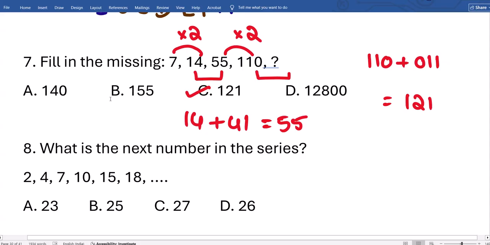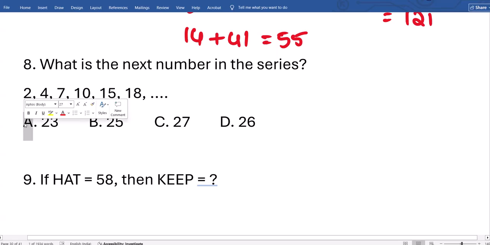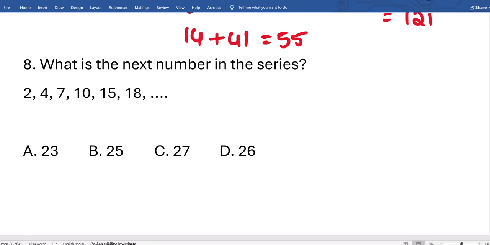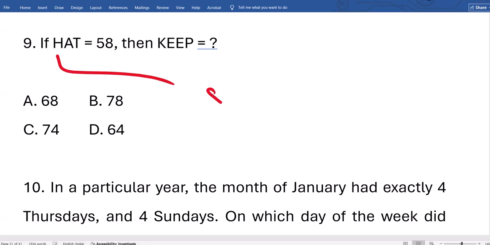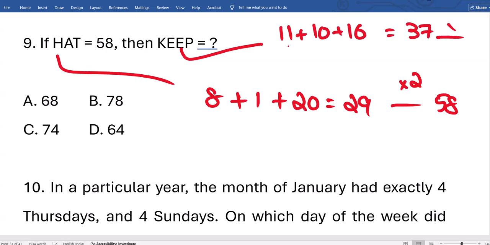What about the next one? This is a direct question where H is 8, A is 1, T is 20. We got the summation as 29. They gave 58, so we have to double. Now if we go for KEEP, 11 plus 5 plus 5 is 21, and then 16, we got 37. Double is nothing but 74. Option C.